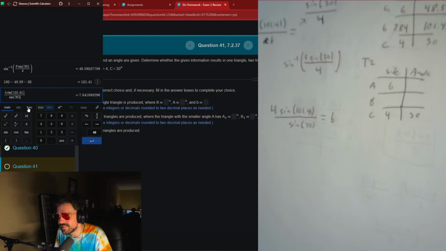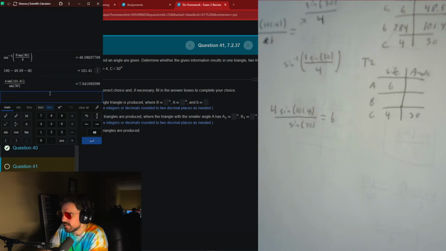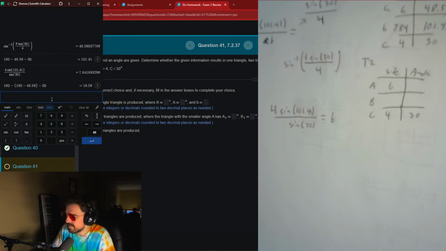Now let's see if there's a second triangle. There probably definitely is. And we do 180 minus 48.59 minus 30, which will give us our other option for A or C. I can't remember which one. I think this is our other option for C.